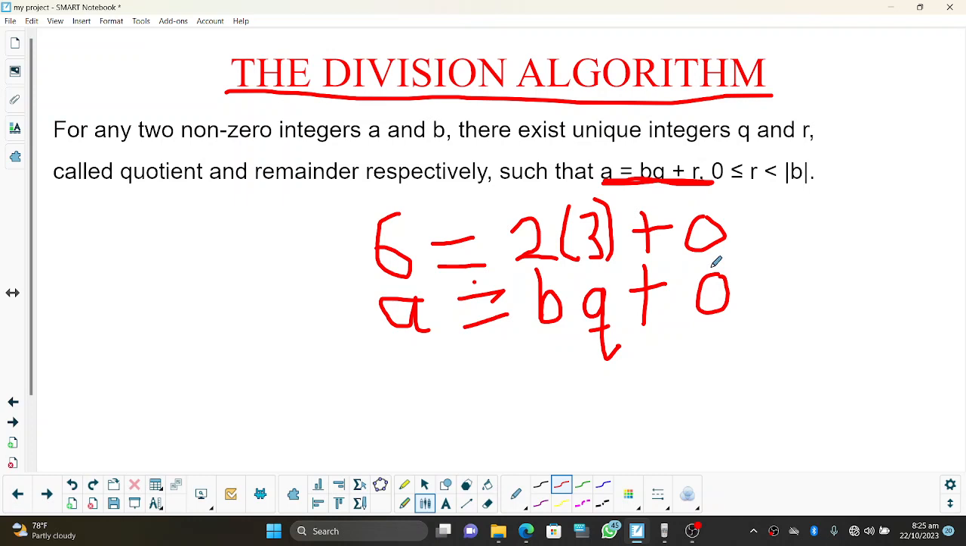In the next video, we are going to talk about using the Euclidean algorithm to find the GCD. Sometimes you get large values where you can't list all the divisors, so we use the Euclidean algorithm to find it.